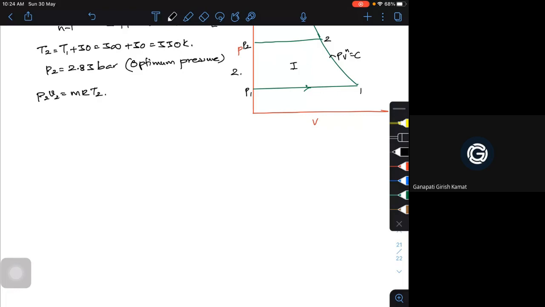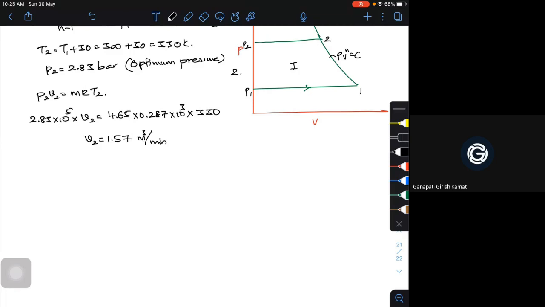So what is your M? 4.65. So this will be 2.83 into 10 to the power of 5 into your V2 is equal to 4.65 into 0.287 into 10 to the power of 3 into 330 degree Kelvin. If I do that, I am going to get my V2, which is 1.57 meter cube per minute. I got my value of V2, 1.56 something, so I'm rounding up to 2 decimals, 1.57.